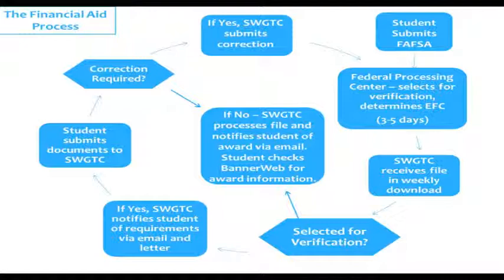If you're not selected for verification, then it goes into the middle box, and that just means that you're not selected, your application's good to go. We'll go ahead and process your application, determine what aid you're eligible for. If you've already been accepted into a program of study, we'll go ahead and send you an award notification. It's going to tell you to log into your Banner web account, and then you can see exactly how much financial aid, whether it's federal or state aid, that you're eligible for.